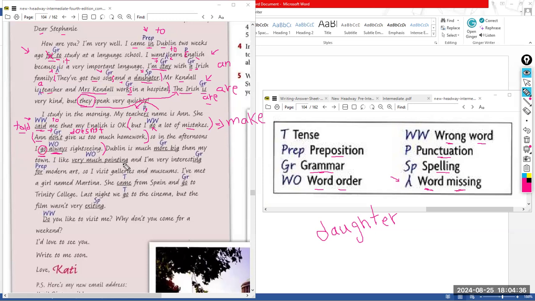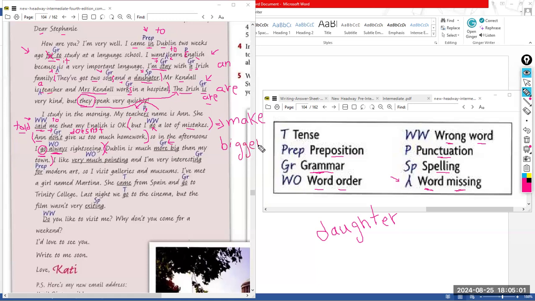Okay? Now, Dublin is much more big than my town. So notice here that we have a grammatical mistake. Can you please correct the mistake that we have? Exactly. So notice that I have to say bigger, or bigger than, not big than.